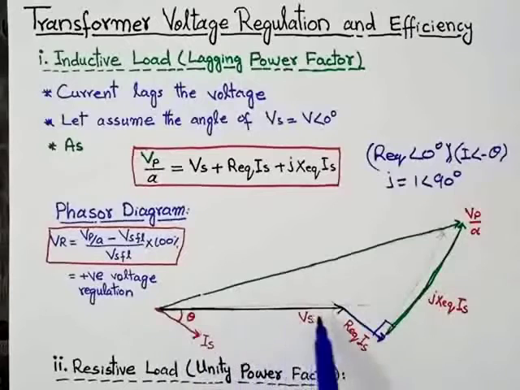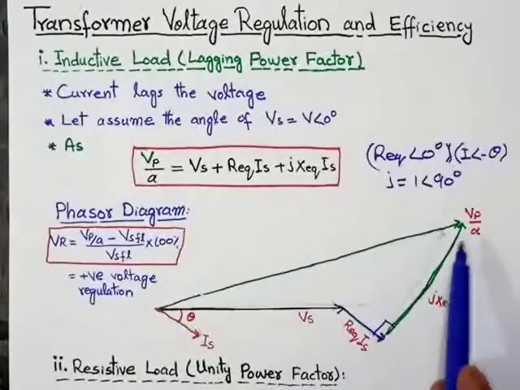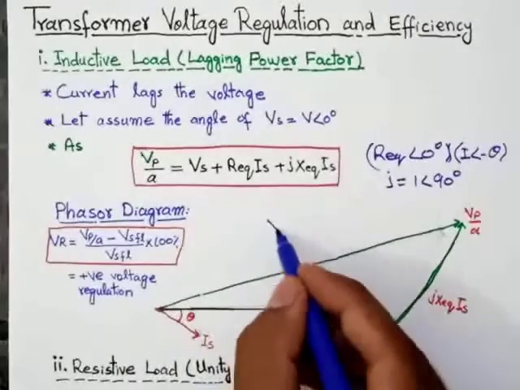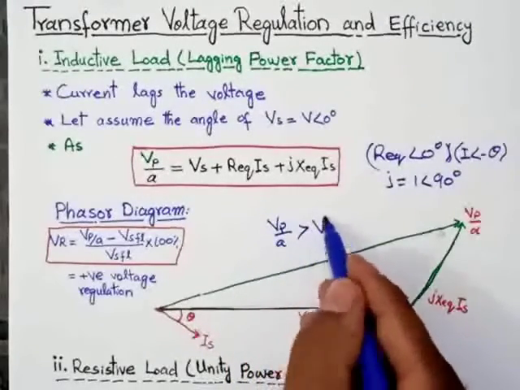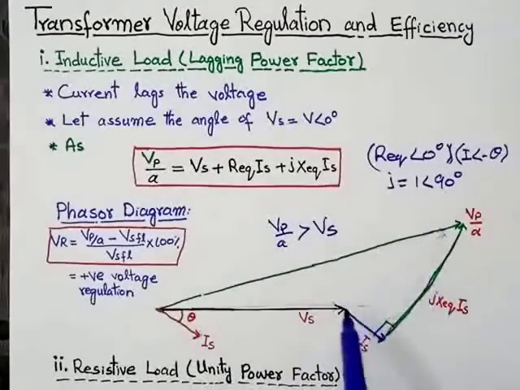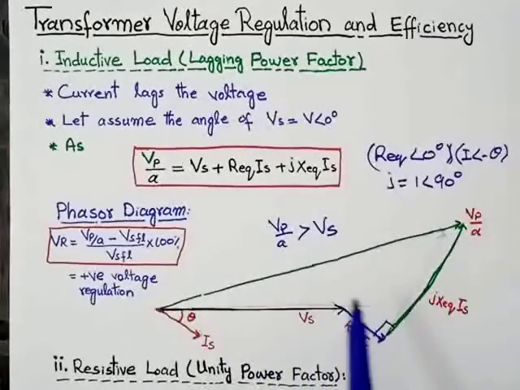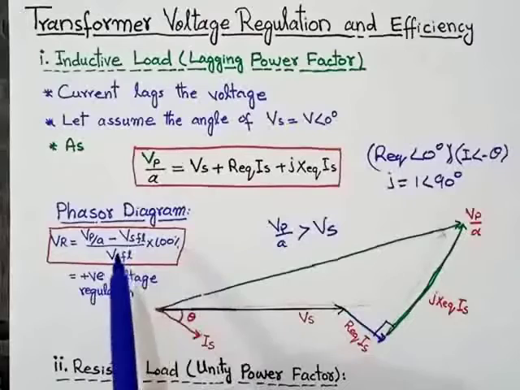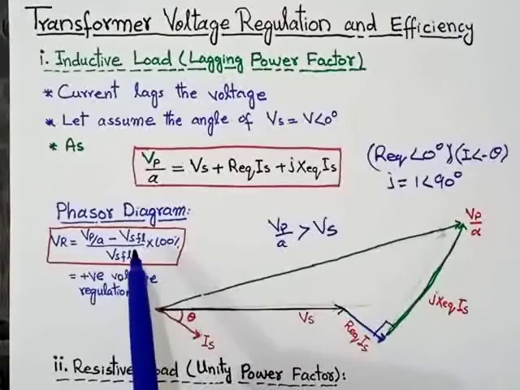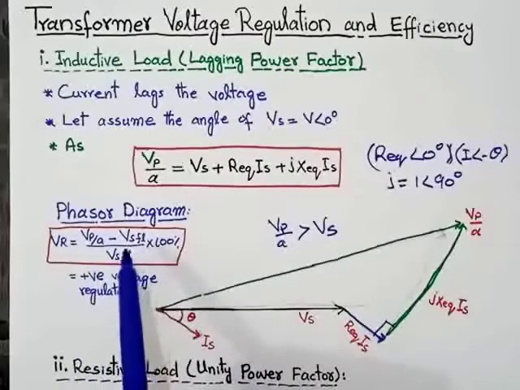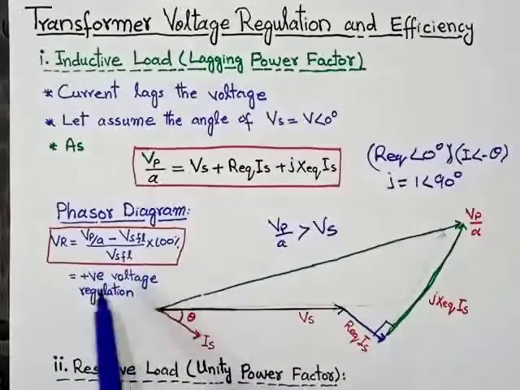As you can see, this is the voltage Vs, and the resulting voltage Vp over a is basically greater than Vs. From this phasor diagram you can conclude the no load voltage is greater than the full load voltage, that is Vp over a is greater than Vs. So you can compare these two voltages from this phasor diagram. Vp over a is greater than the secondary voltage. So when this value is greater than this value, which is the full load voltage at secondary, the answer of the voltage regulation will be positive.